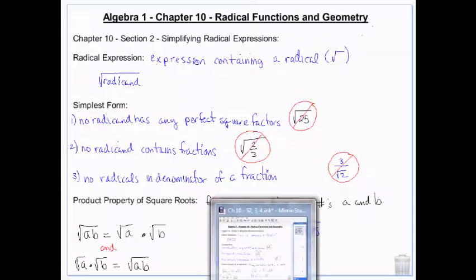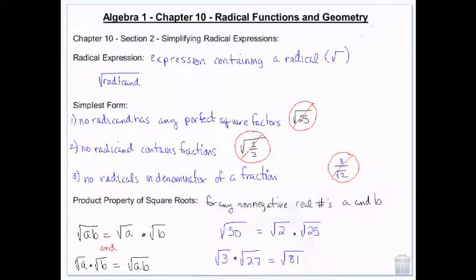So I can either take a single one and break it into two, or I can take two and put them together to make one. And I do whichever makes the most sense for what I'm trying to accomplish.